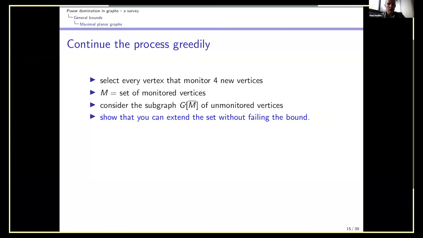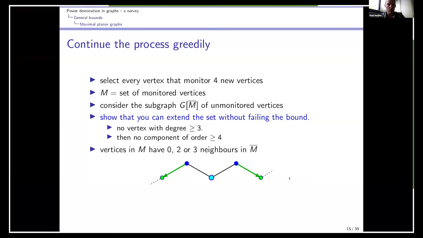So when I look at this graph induced by the unmonitored vertices, I get no vertex with degree larger than 3, otherwise picking it will dominate 4 new vertices immediately. No component of order larger than 4, because I have some propagation possible. And so vertices in the set.